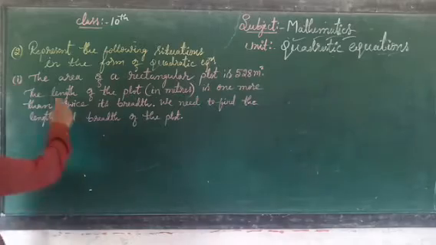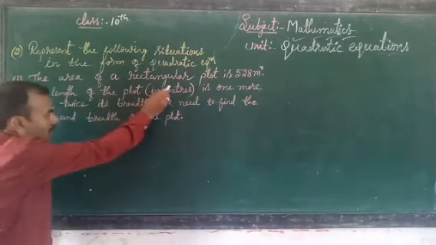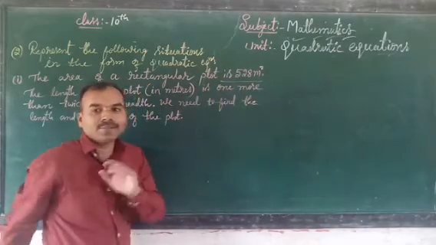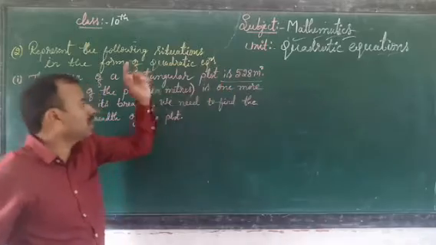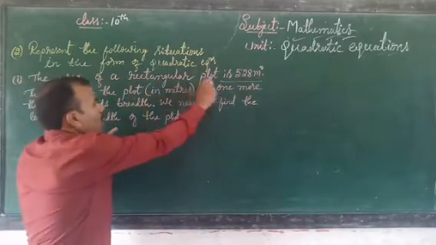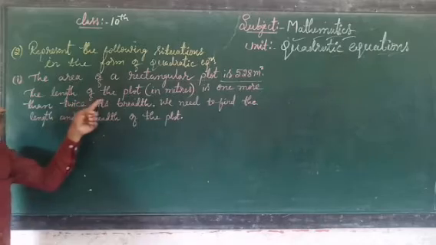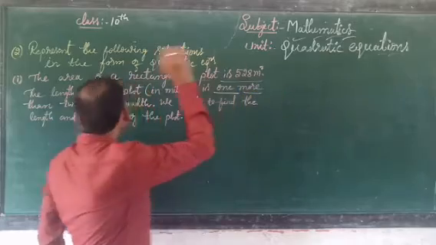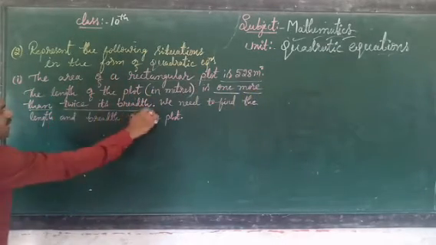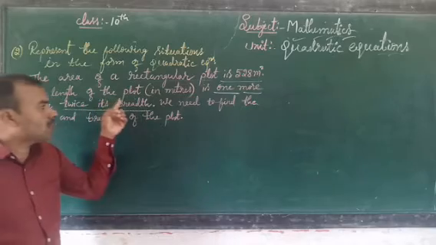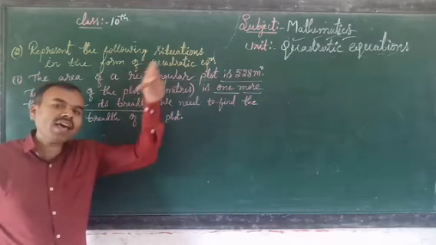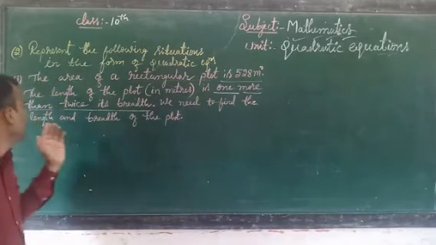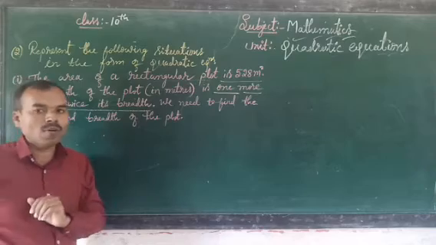First problem: the area of a rectangular plot is 528 meters square. This is the area of the rectangular plot. The length of the plot in meters is 1 more than twice its breadth. We need to find the length and breadth of the plot.